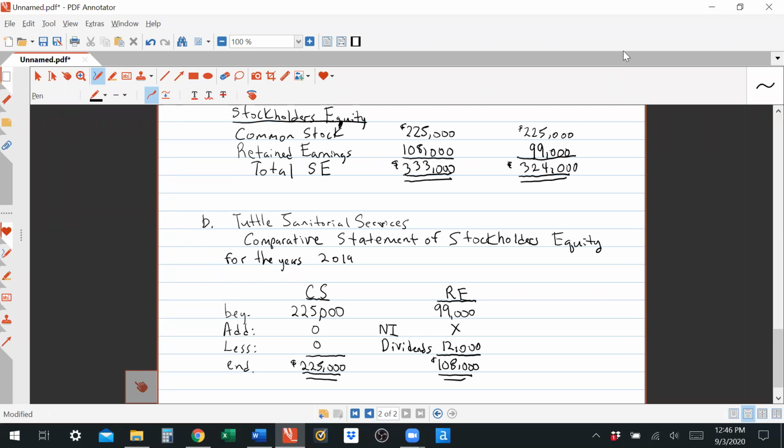Someone said 21,000. Someone said 3,000. Someone said negative 3,000. So 99,000 plus X minus 12 equals 108. I'm thinking X needs to be 21. And another thing, a subtraction in accounting, you always put parentheses around it. So dividends are subtracted, so we're putting parentheses. 99,000 plus X minus 12,000 equals 108. So solving gives X equals 21,000.